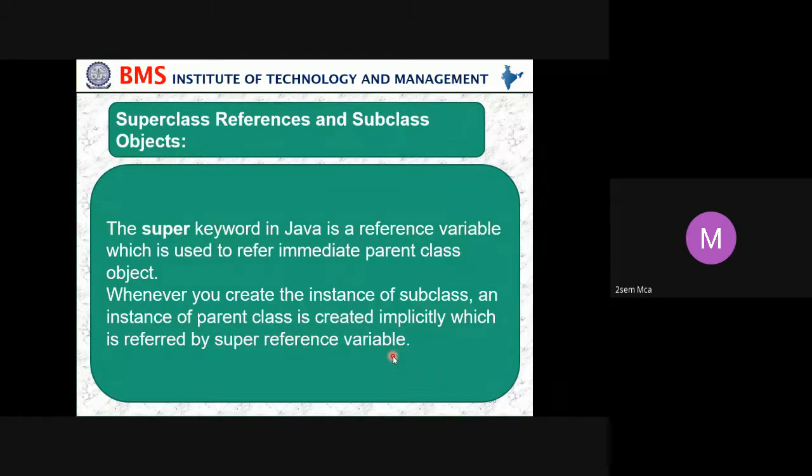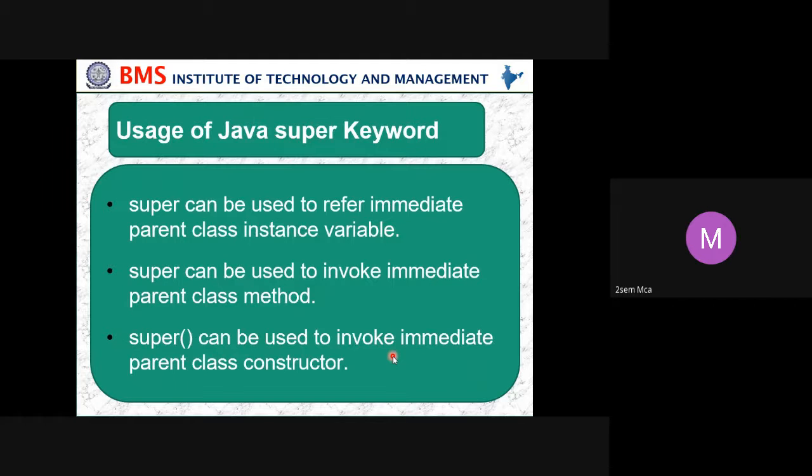The super keyword in Java is a reference variable which is used to refer to the immediate parent class object. Whenever you create the instance of the subclass, an instance of the parent class is created implicitly, which is referred to by a super reference variable. Usage of the Java super keyword.